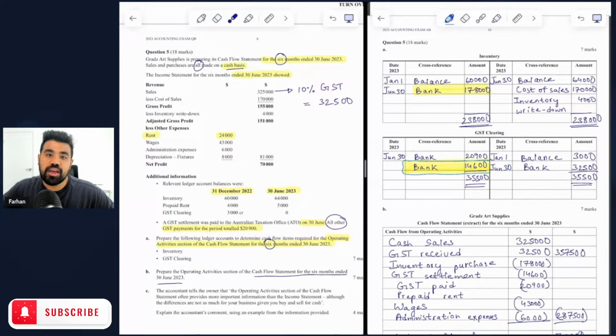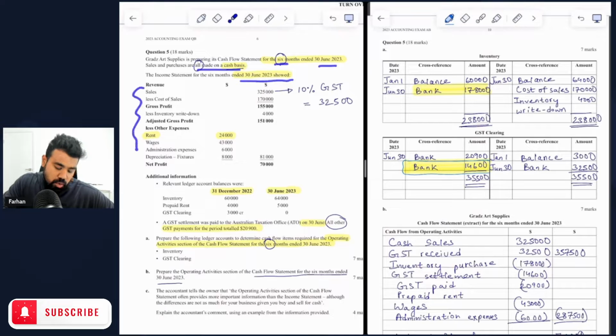With that being said, let's get started. Grads Art Supplies is preparing its cash flow statement for the 6 months ended 30 June 2023. Sales and purchases are all made on a cash basis. The income statement for the 6 months ended 30 June 2023 showed the following.